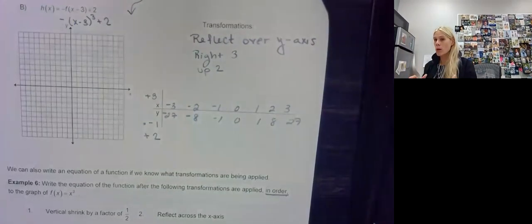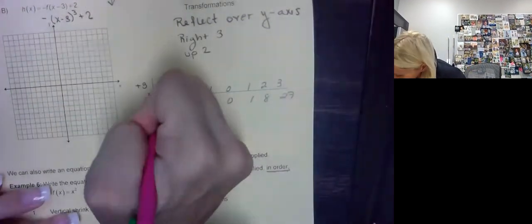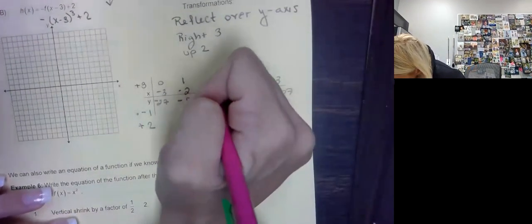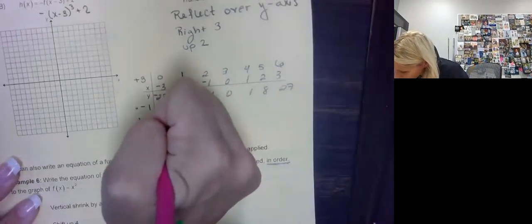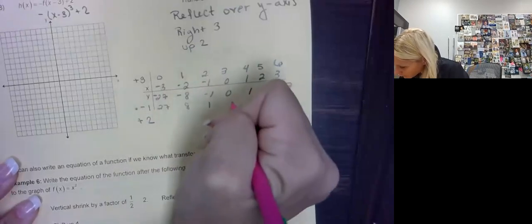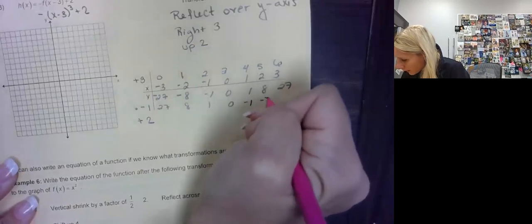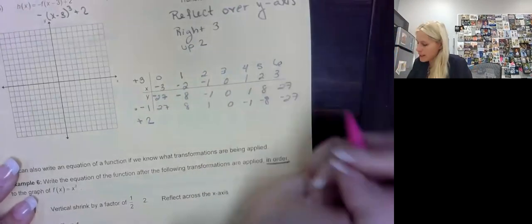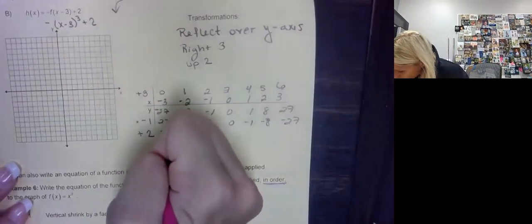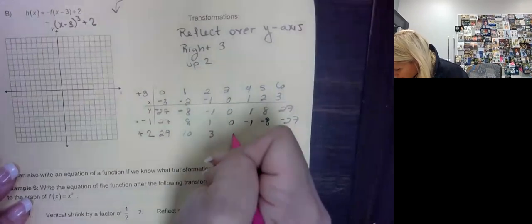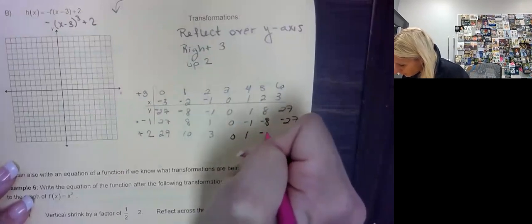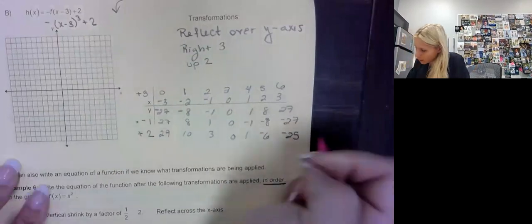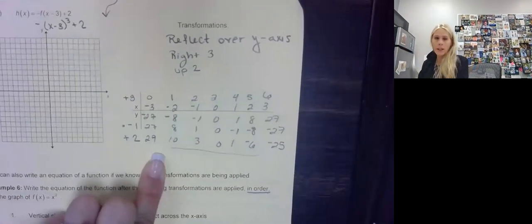All right, now that I know what I'm doing for movements, let's do it to our table. So we get 0, 1, 2, 3, 4, 5, 6. This changes to 27, 8, 1, 0, -1, -8, -27. Then we're going to add 2 to each of these. So 29, 10, 3, 2, 1, -6, -25. Okay, so it looks like we're going to be able to graph these 4 here or 5 here.